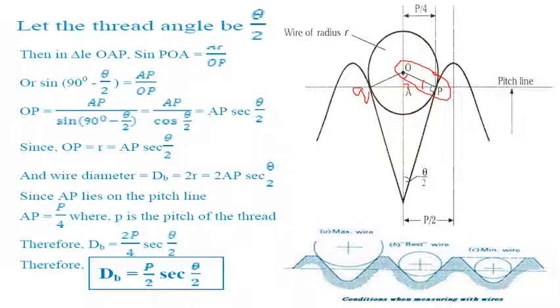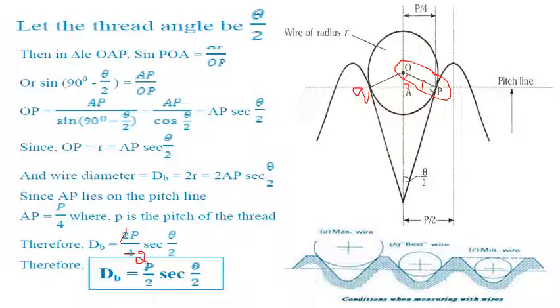Or if we derive in the usual manner, dB is equal to 2r, which is equal to 2 times AP times secant of theta by 2. Since AP is equal to P by 4, 2 times P by 4 into secant of theta by 2. So the 2 and the 4 cancel, and it will be P by 2 of secant of theta by 2. So the diameter of the best size wire is given by P by 2 secant of theta by 2. The diameter of the best size wire needs to be selected according to this equation.